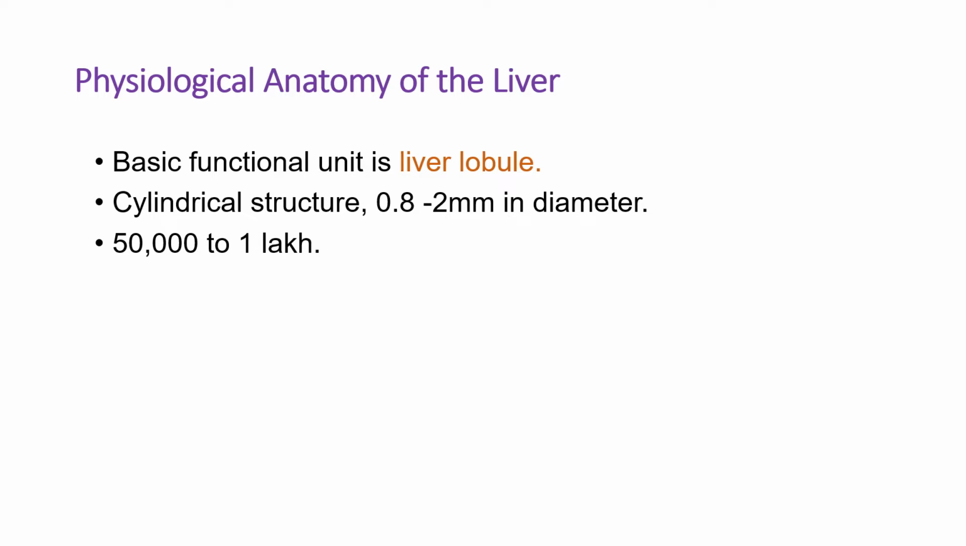The liver is the largest internal organ of the body, and its basic functional unit is the liver lobule, which we also sometimes call the hepatic lobule. It is present in the right upper quadrant. Now, how does this liver lobule look? It looks like a cylindrical structure 0.8 to 2 mm in diameter, and about 50,000 to 1 lakh liver lobules are present in a liver.